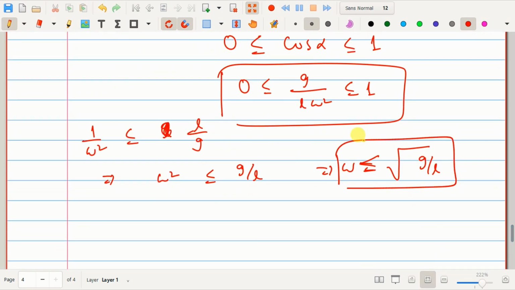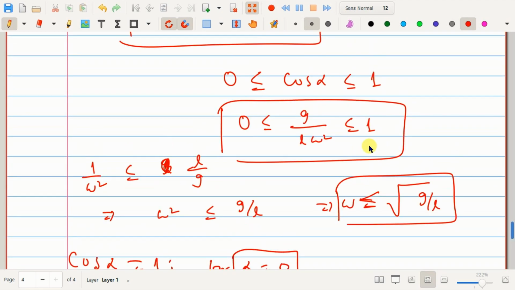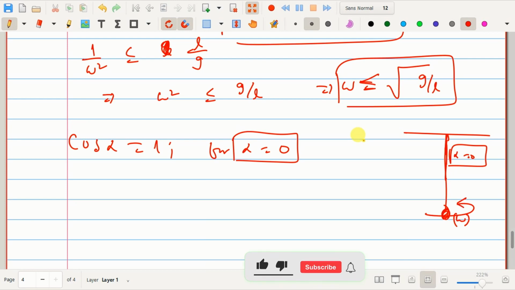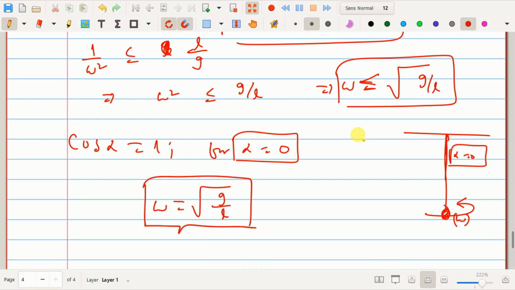But the problem is when cos alpha is equal to 1, that is for alpha equal to 0. And what is the meaning of alpha equal to 0? It means the angle it is making is such that the string is overlapped, alpha is equal to 0. So if the object is in this situation, it will be spinning with a rate, the high spin, square root of g by l. So this is going to be the high spin. If the object is spinning with square root of g by l, this object is going to spin very fast if alpha is equal to 0.